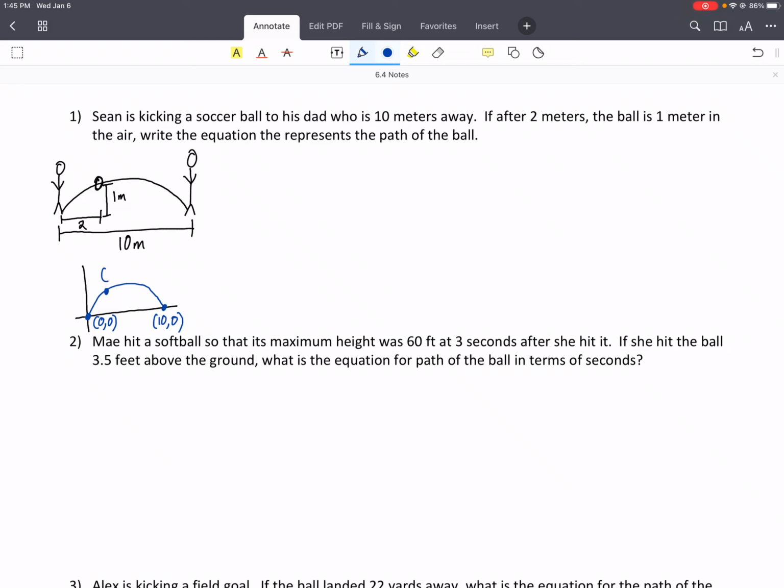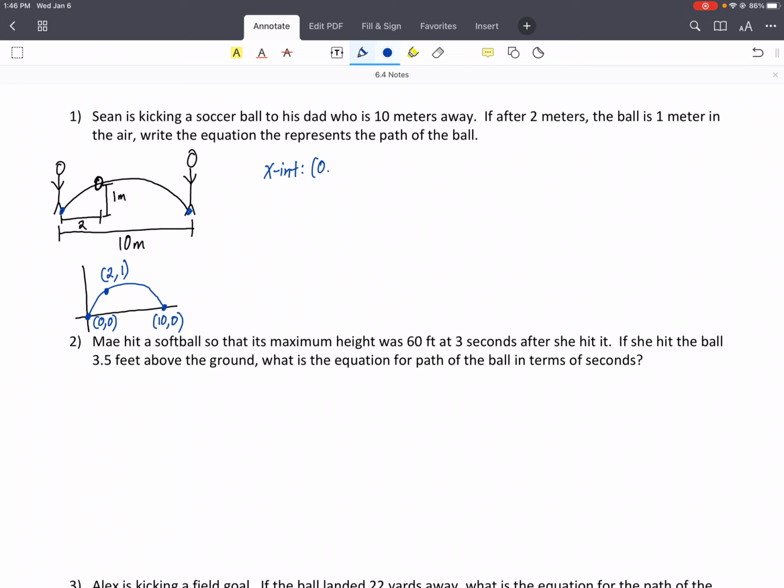So then we're going to have a point on the graph where our x is 2 and our y is 1. So now we can kind of see what's going on here. Now we want to try to make our equations. We're given our x-intercepts because the ball starts on the ground and then gets to his dad on the ground. So we have our x-intercepts.